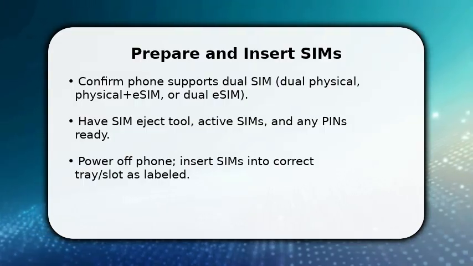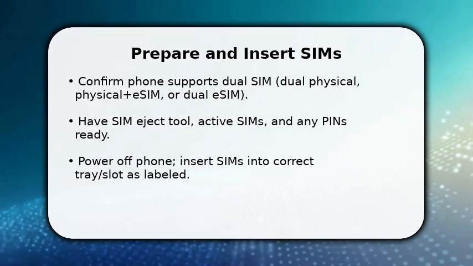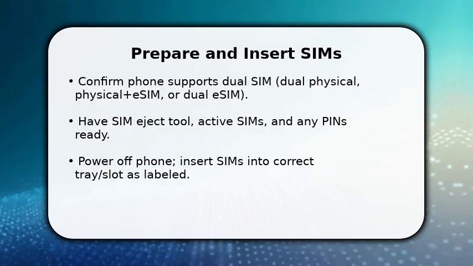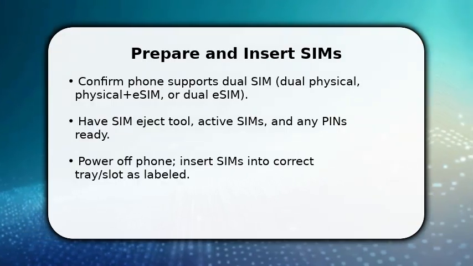You begin by confirming your phone supports two SIMs and which type, two physical trays or a physical plus eSIM. Once done, unlock carrier rules and note any PINs.